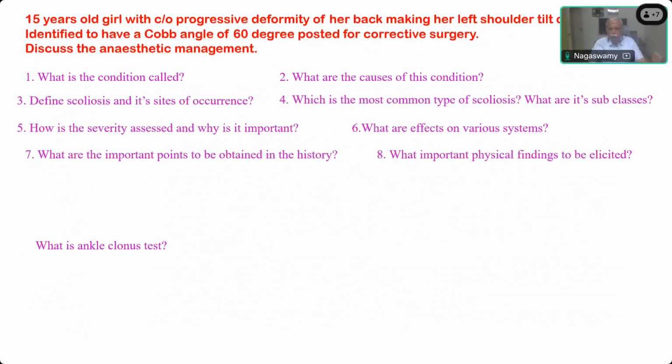So what are the important physical findings we have to elicit in this case? The physical findings: spine examination, head to toe examination, neurological examination, sir.